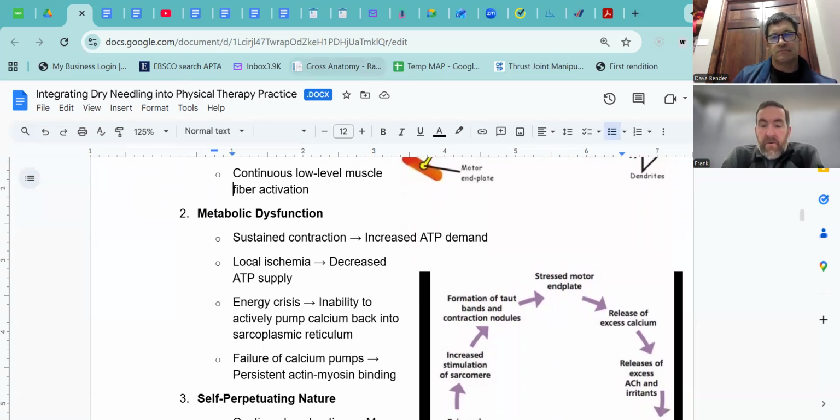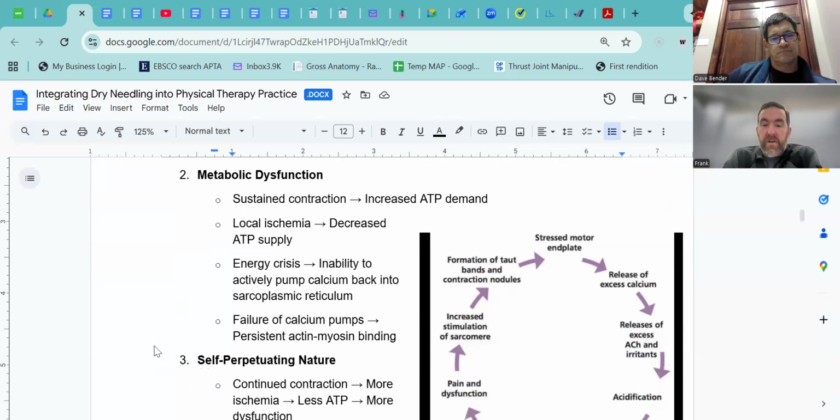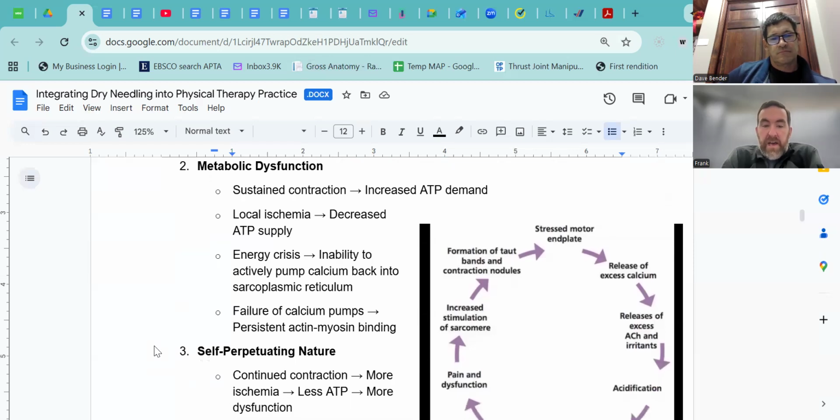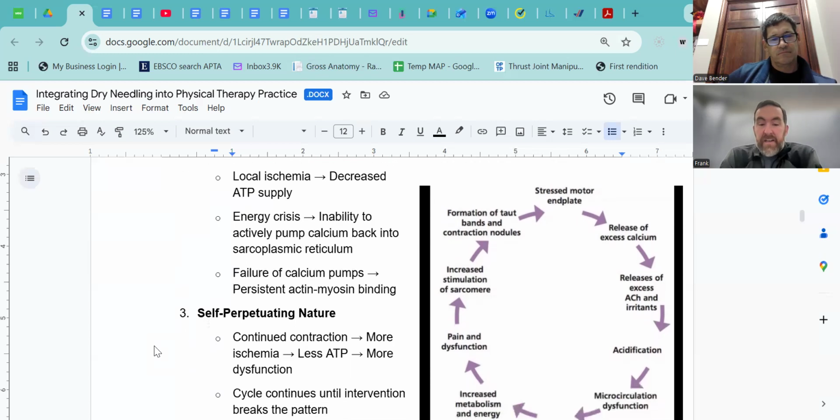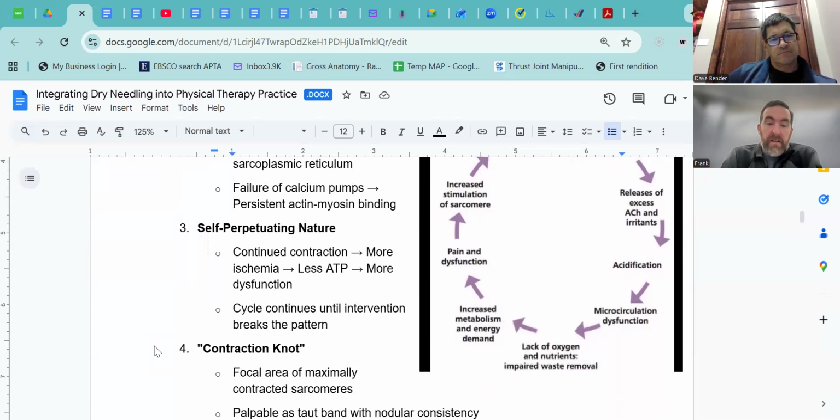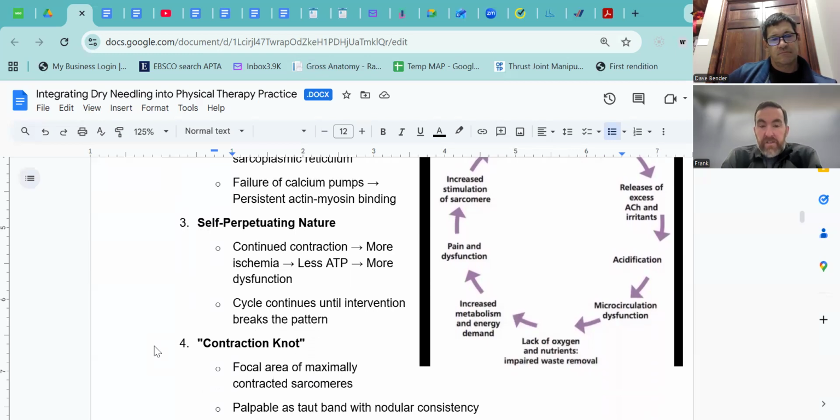Now we're unable to get calcium back into the sarcoplasmic reticulum to stop the contraction, which is one of the rate limiting steps for contractions. As those calcium pumps fail, you get this persistent actin myosin binding. So then it just cycles there. The more contraction, the more ischemia, the less ATP, until some intervention breaks the pattern.